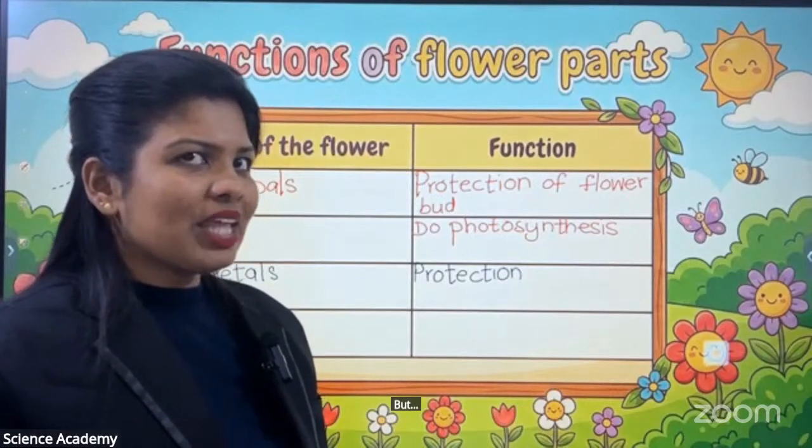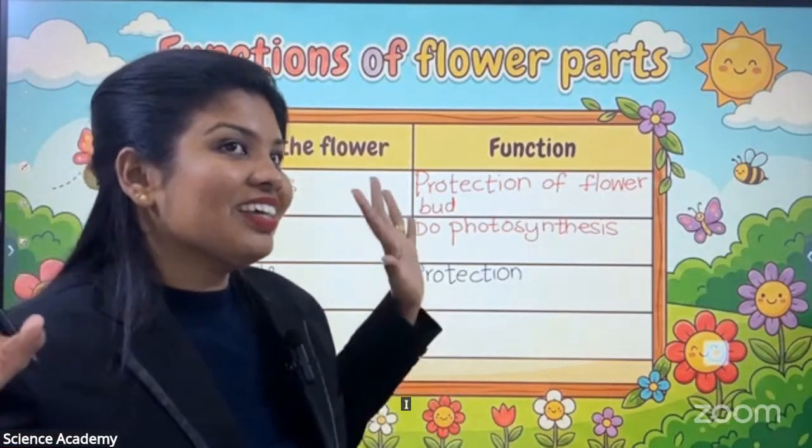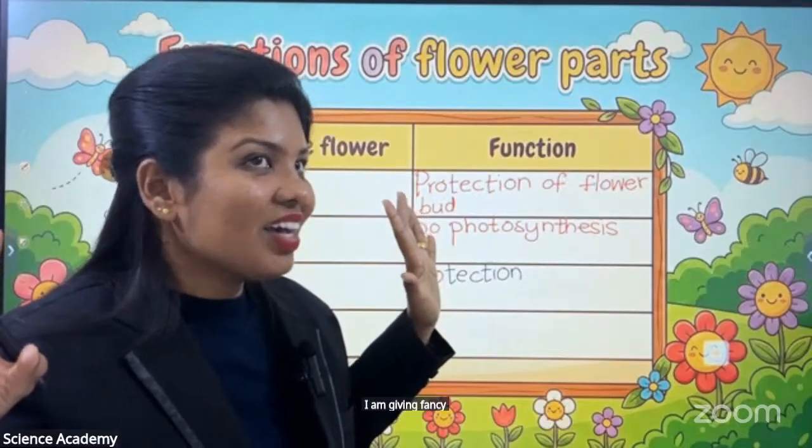does the plant know that I am giving fancy nature to the environment?